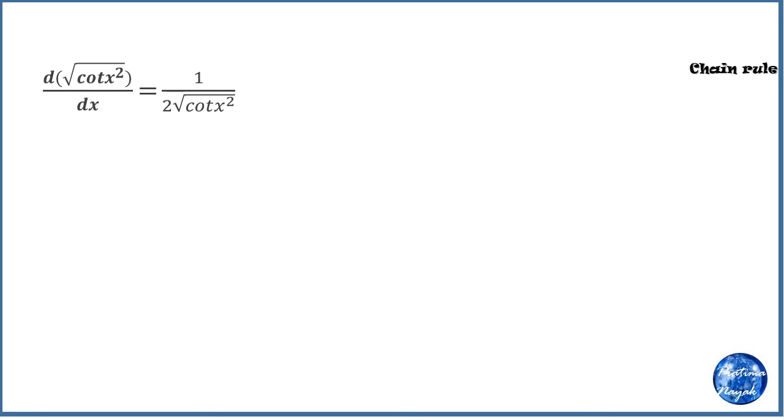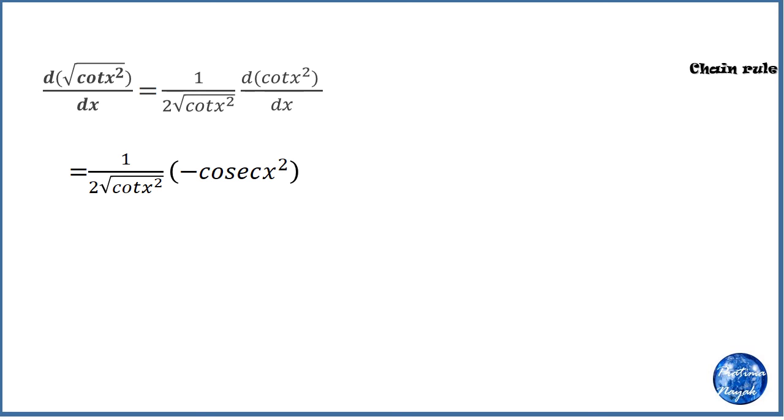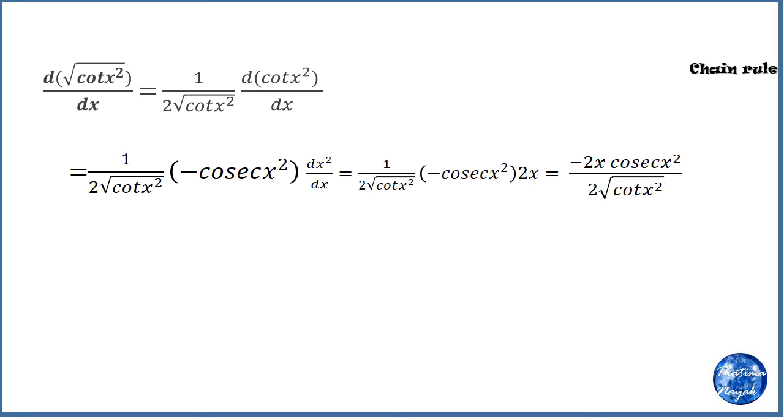Next multiply by the derivative of cot x square. Then for cot x square, cot will be f(x), x square will be g(x). So we'll write minus cosec x square, the derivative of cot, again multiplied by the derivative of x square. The derivative of x square is equal to 2x. So it will be 1 by 2 under root cot x square into minus cosec x square into 2x. So the answer on simplification will be minus 2x cosec x square by 2 under root cot x square.